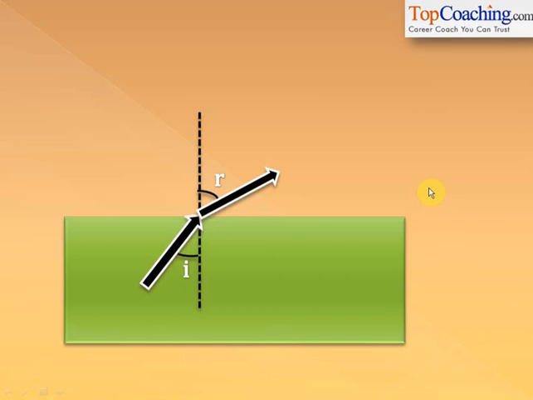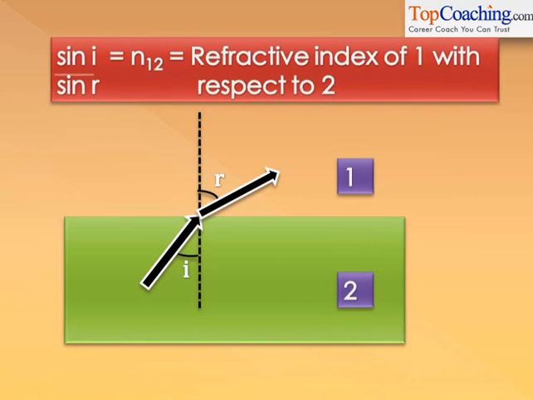A light ray can also enter air from glass, isn't it? It can enter the brown medium from the green medium, medium 2 to medium 1. In this case, the refractive index of medium 1 with respect to medium 2 will be sin I by sin R. Understood? So basically, if a light ray is going from a medium 1 to a medium 2, and the angle of incidence in medium 1 is I and the angle of refraction in medium 2 is R, then sin I by sin R is the refractive index of medium 2 with respect to medium 1.